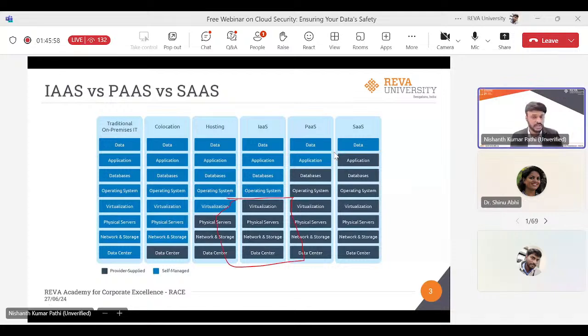What is cloud? Still an operating system. A regular pen testing would work. Databases, a regular pen testing would work. Application, a regular pen testing would work. Data, a regular pen testing would work. You don't need to call this cloud, because it is a regular operating system.